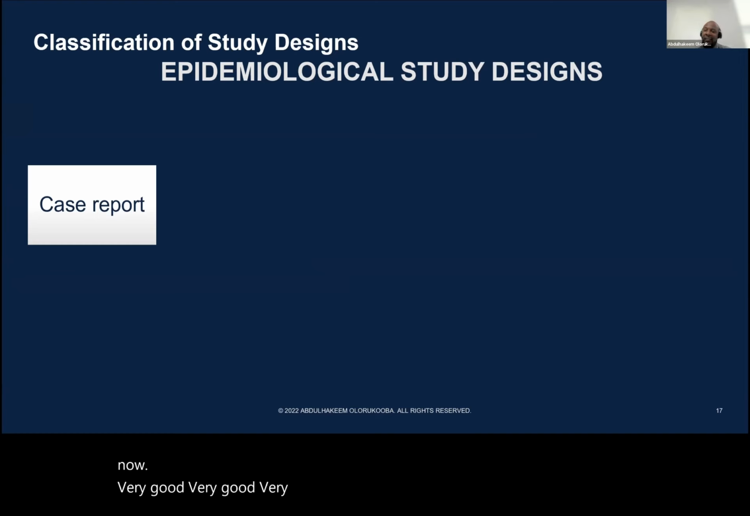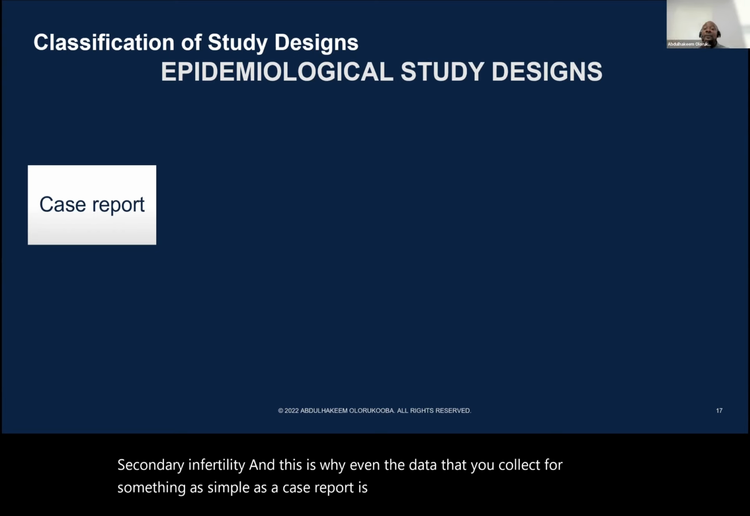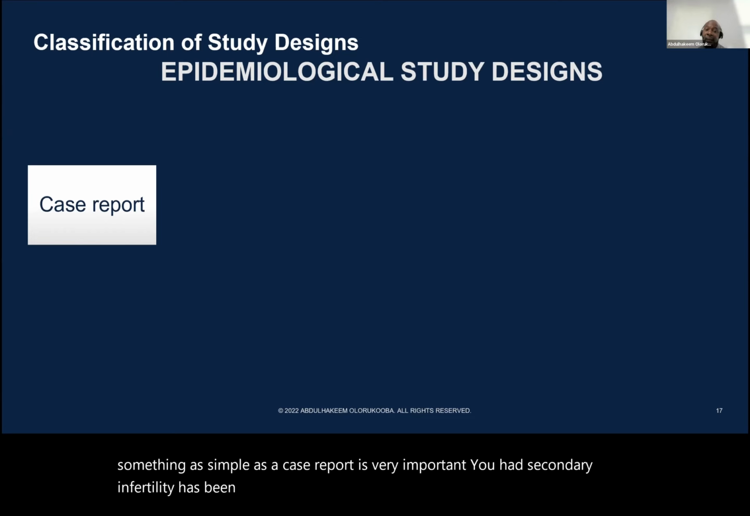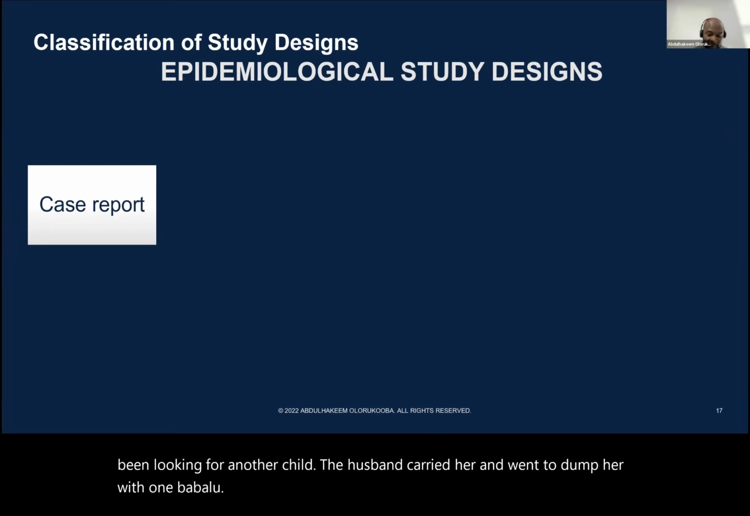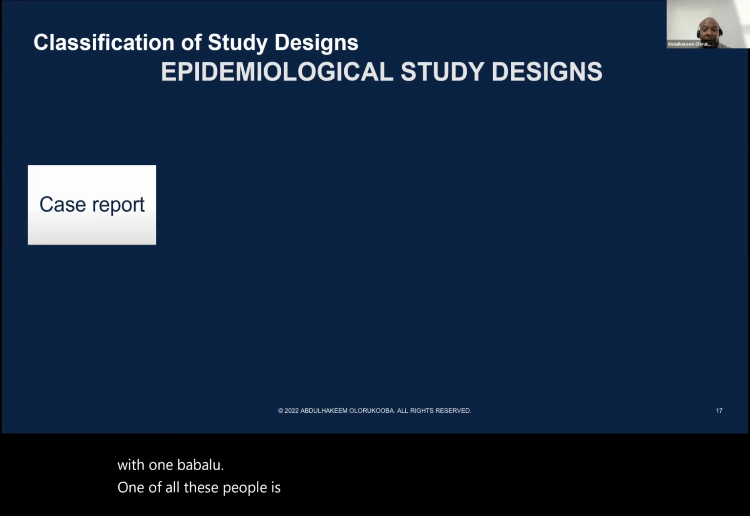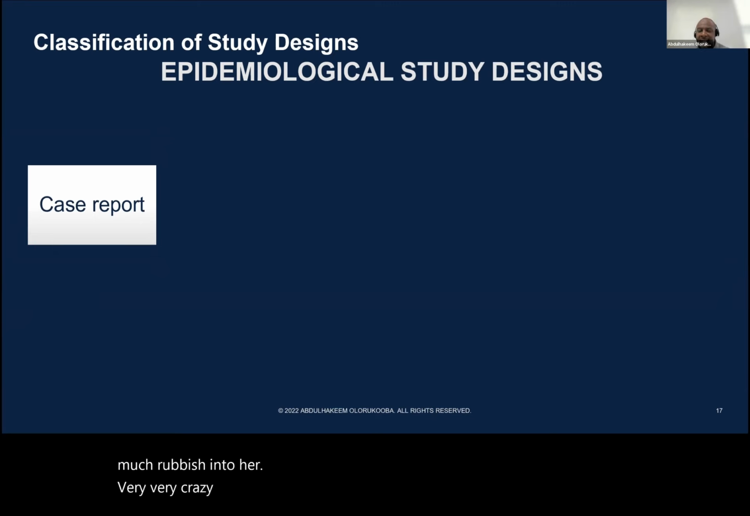So this lady had secondary infertility, and this is why even the data that you collect for something as simple as a case report is very important. She had secondary infertility. She had delivered before. She had been looking for another child. The husband carried her and went to dump her with one babalao. One of all these people is babalao, I call him. And the guy had been drugging the lady and inserting so much rubbish into her. Very, very crazy stuff. That's the case report.